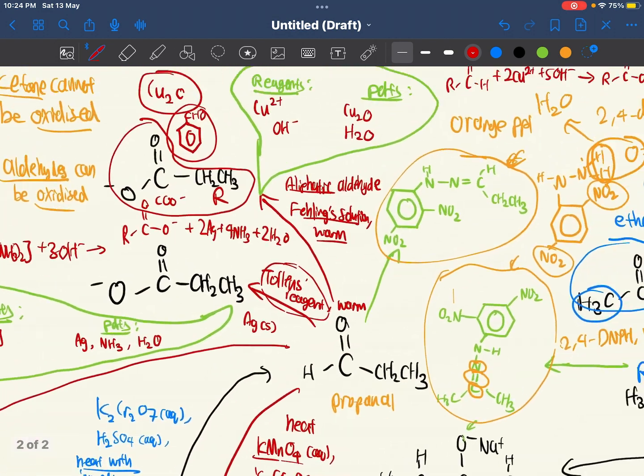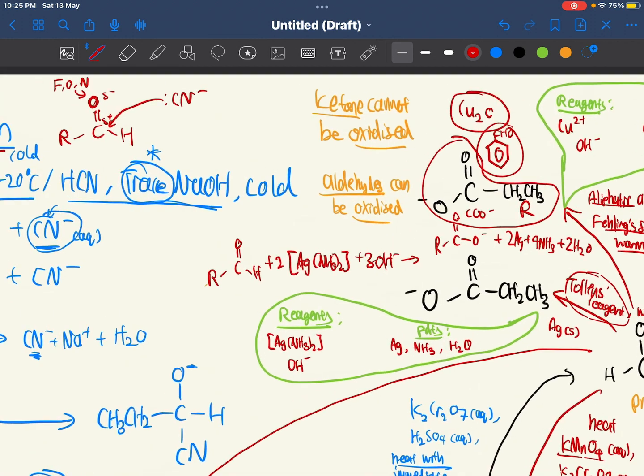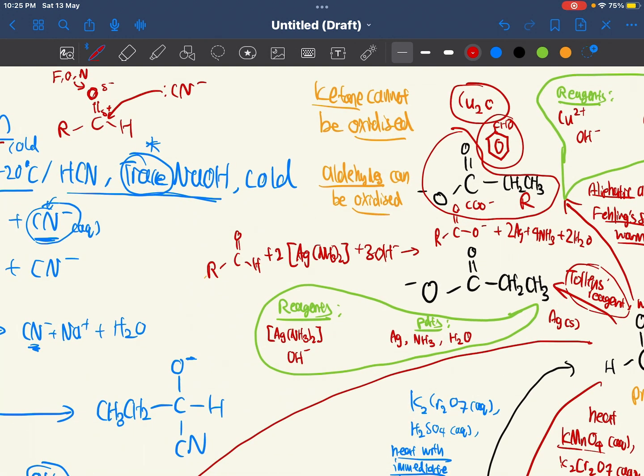Let me retrace back to our carbonyl compound. So the thing about a carbonyl compound is that it's very special. Okay, so for our reduction reaction, we can use two reducing reagents, and this sodium borohydride can only be used to reduce carbonyl compounds, only carbonyl compounds and nothing else.